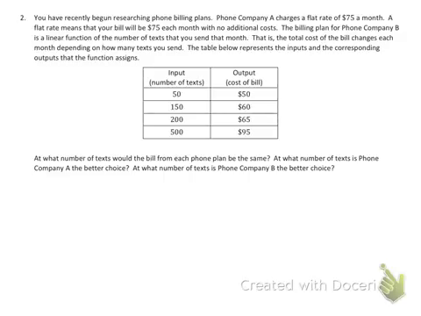The table below represents the inputs and corresponding outputs that the function assigns. At what number of texts would the bill from each phone plan be the same? At what number of texts is phone company A the better choice? And at what number of texts is phone company B the better choice? So go ahead and pause the video and work on that for a little bit. See if you can figure out what number of texts is going to be the dividing line for this.